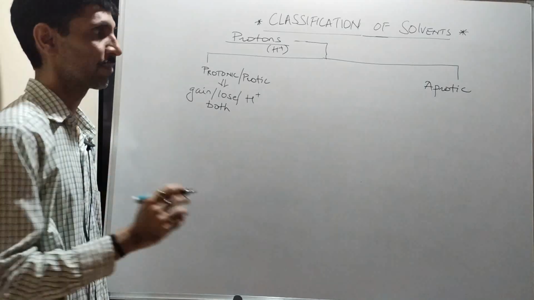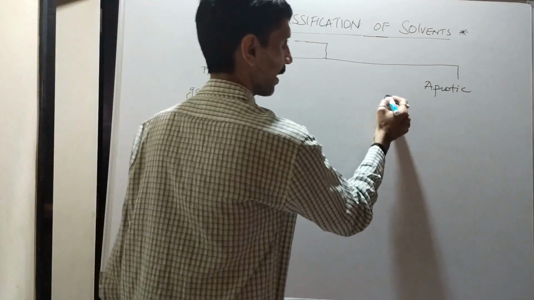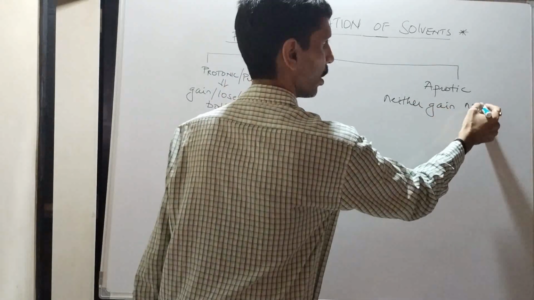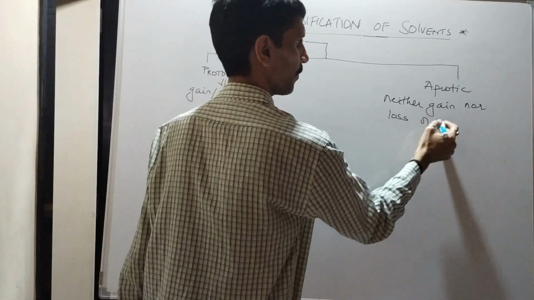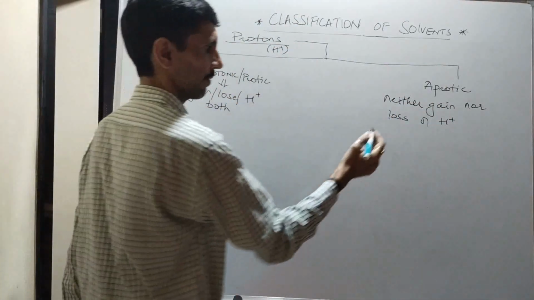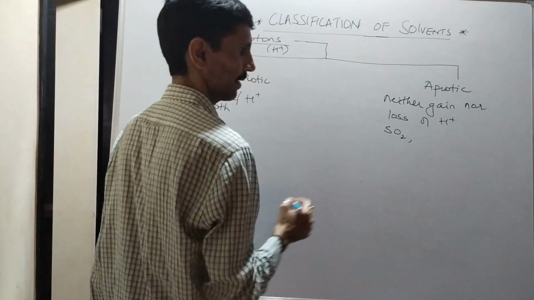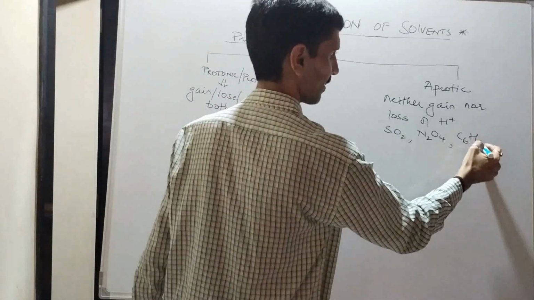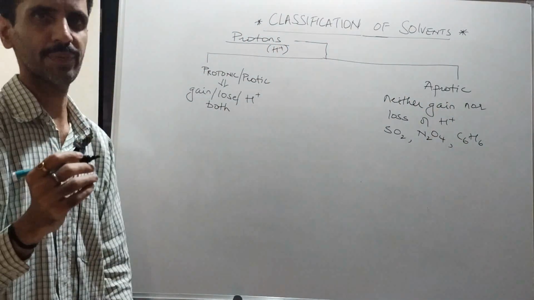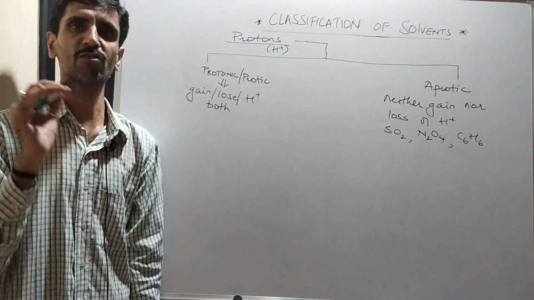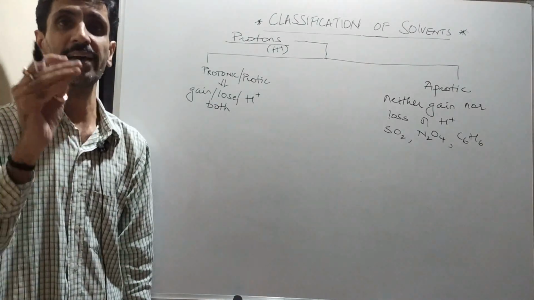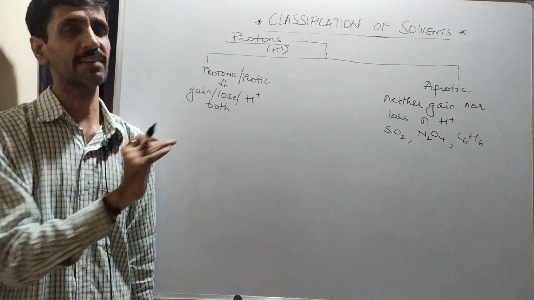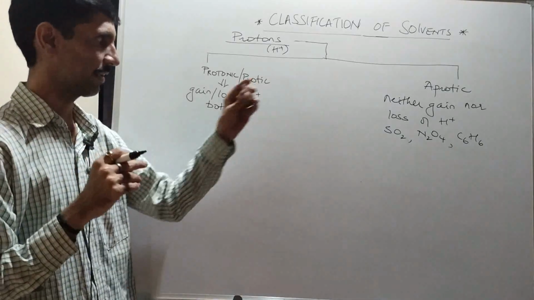In aprotic solvents, there is neither gain nor loss of protons. Examples can be given as liquid sulfur dioxide, liquid N2O4, and benzene, C6H6. These are some of the common examples which behave as aprotic solvents. Protic means having a tendency to gain, lose, or both the tendencies of protons. Aprotic means it will not have any tendency. So that is aprotic solvents.